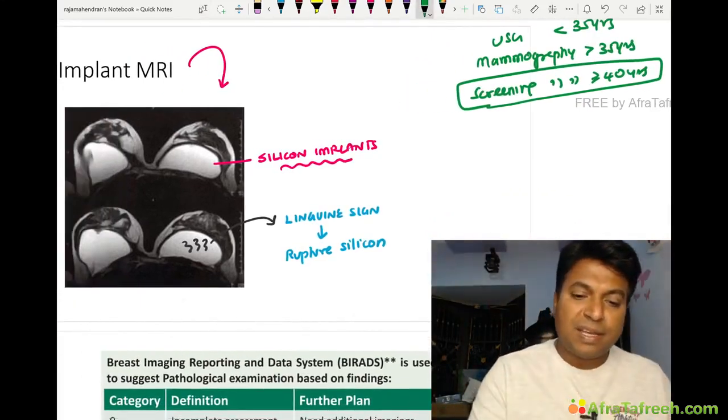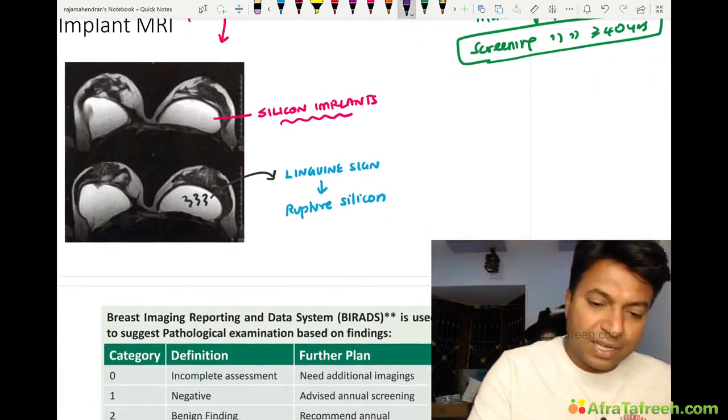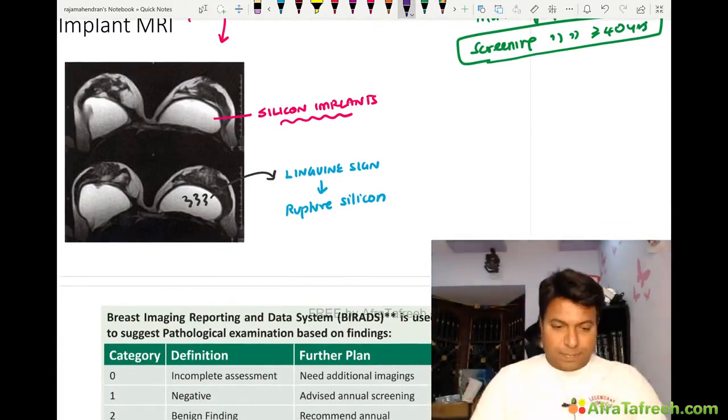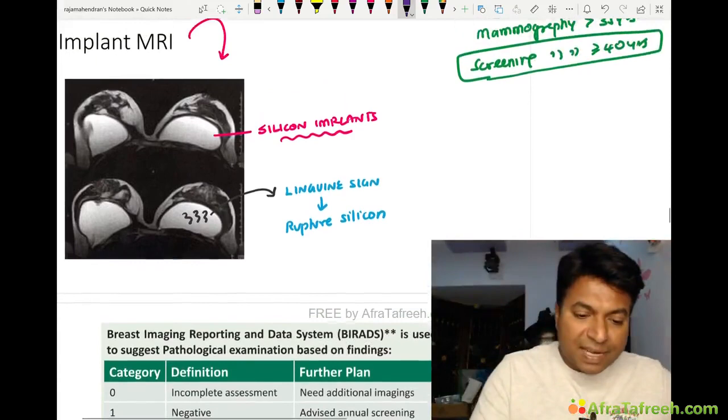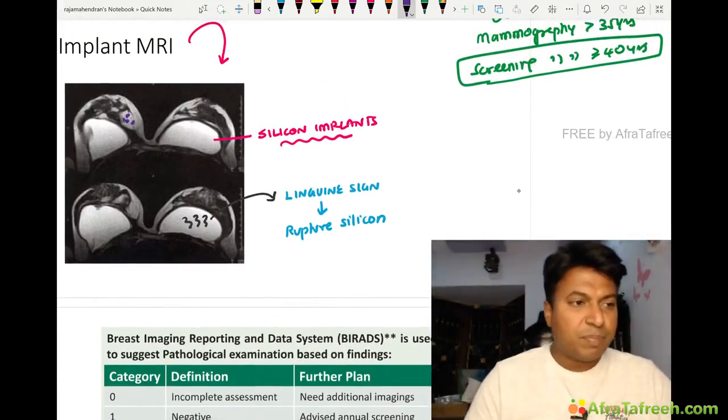Silicone is not a metal. Silicone is different. It is for silicone implanted patients that we have to do this MRI, to look for cancer. If any cancer is arising, we can find it only with MRI in these patients.